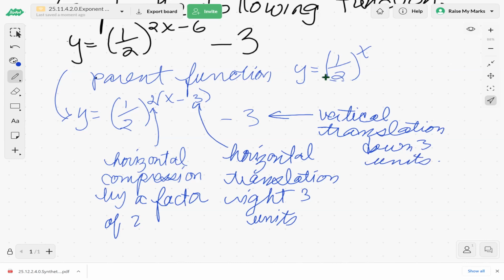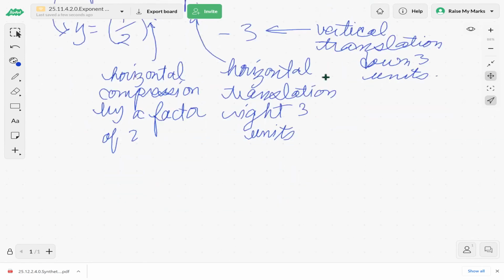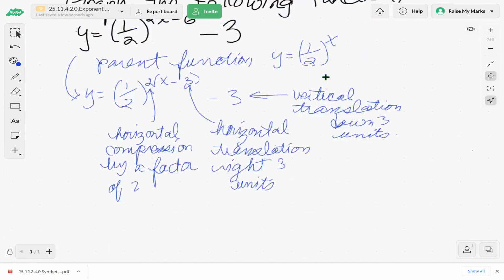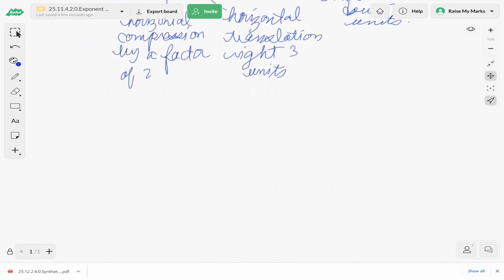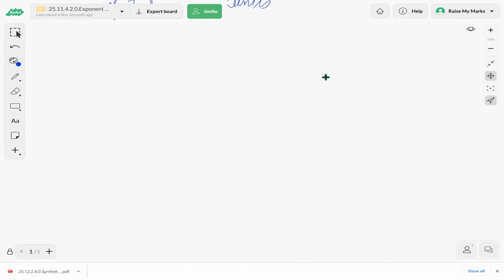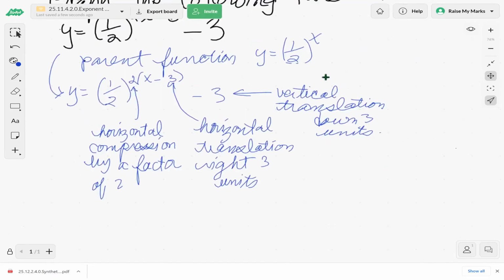So now we need to actually graph this. Sometimes the easiest way to graph transformations on a parent function is to start with the parent function. But before we do that, why don't we consider our x-intercepts and our y-intercepts? Let's start with the y-intercept. The x-intercept's a little tough. The y-intercept occurs when x equals 0.